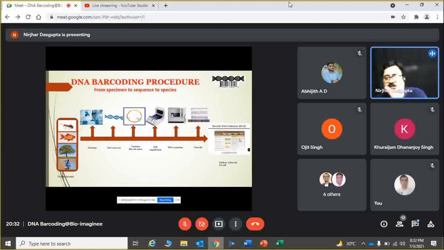The same species or sequences you will be able to find in NCBI as well, but they are also submitted in BOLD because this is separately only for barcodes. If you go to this website, you will see there are different sections: some for plants, then animals, different insects, and bacteria. For each there are different primers or markers, so that is why it is kept separately.